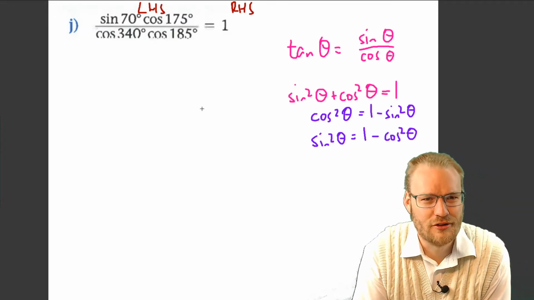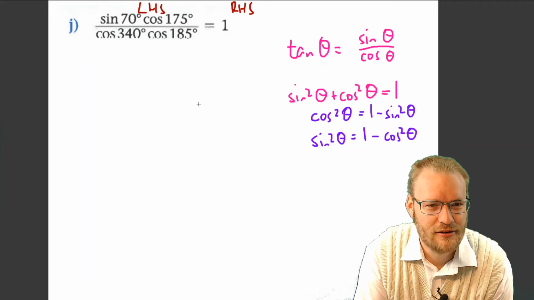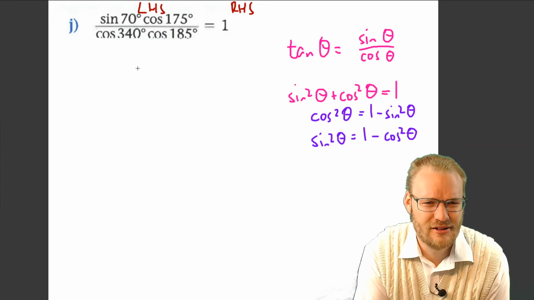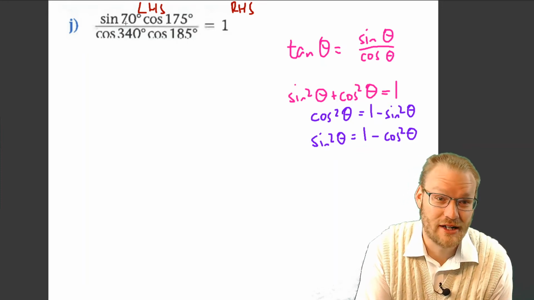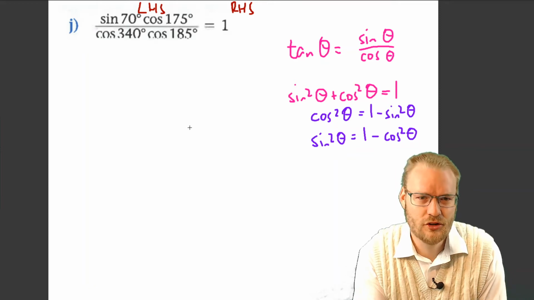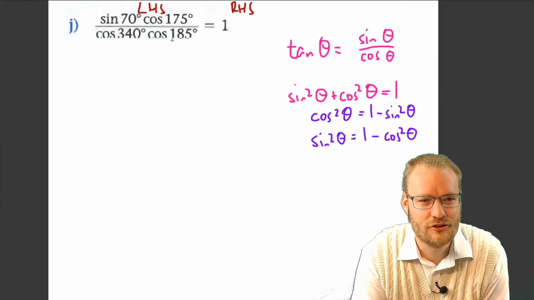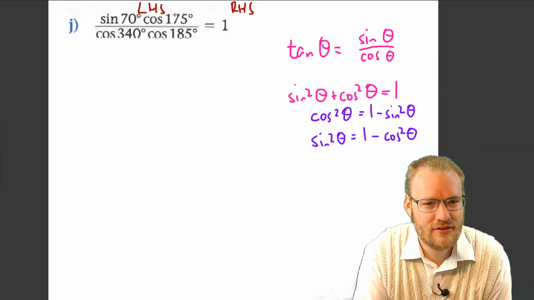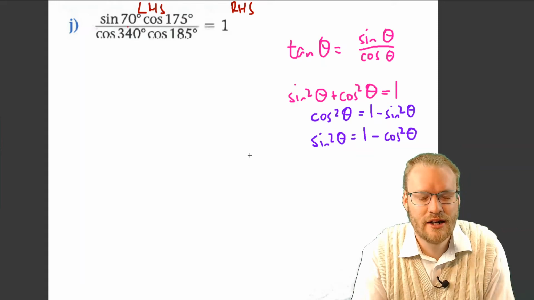Which part do you think we're going to be simplifying? Well, clearly the left-hand side, right? It's not like we're going to simplify 1 and turn it into that. You could, but no, let's not go down that route. So we see 70s, 175, 340s, 185s.